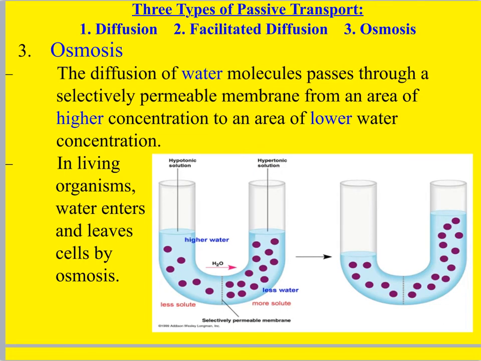So, more about osmosis. The diffusion of water goes through a selectively permeable membrane from high to low. That is osmosis. So again, we're going from high to low. We're doing this without the use of energy, and we're going with the concentration gradient. We know water makes up a huge amount of your cells, so it's important that we talk about osmosis.